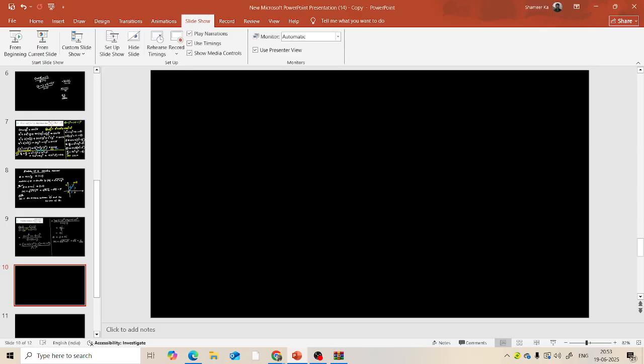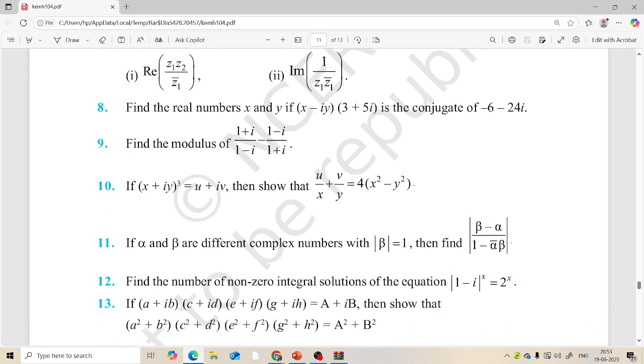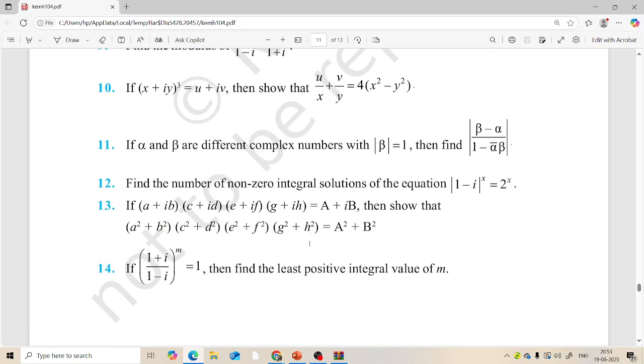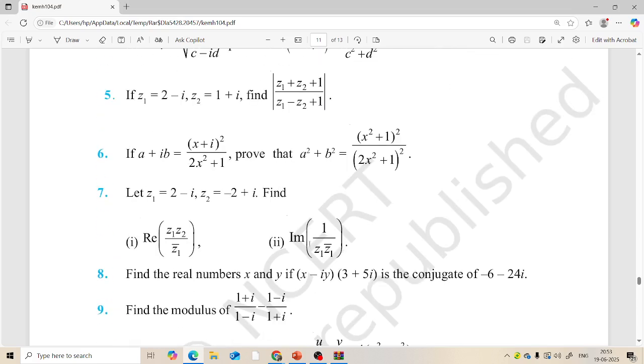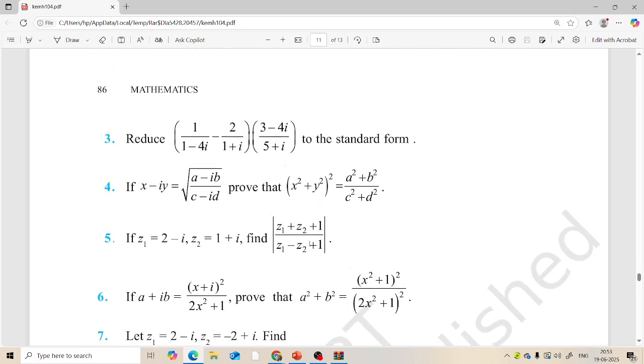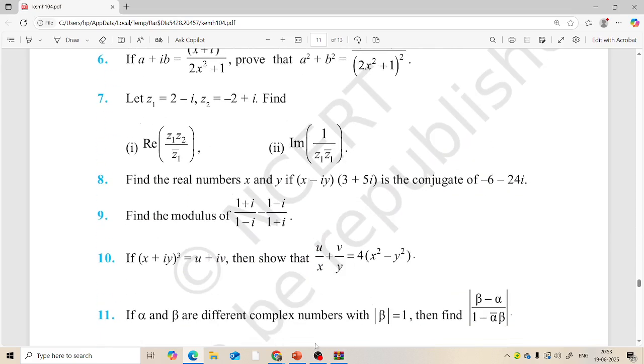Next is the properties of modulus. I am going to discuss the properties of modulus. I am discussing because two problems are there in miscellaneous. That is why I am explaining. 3 simple properties we are going to learn.